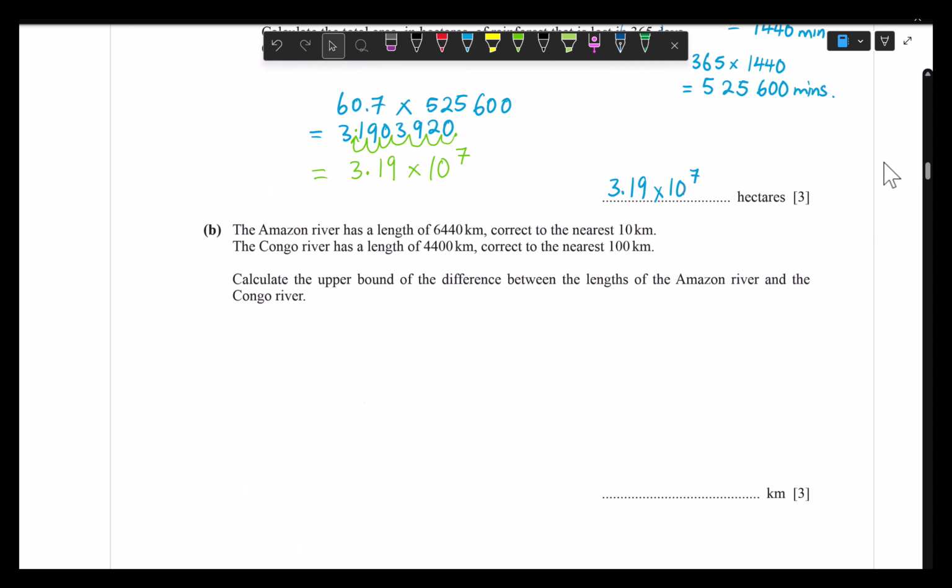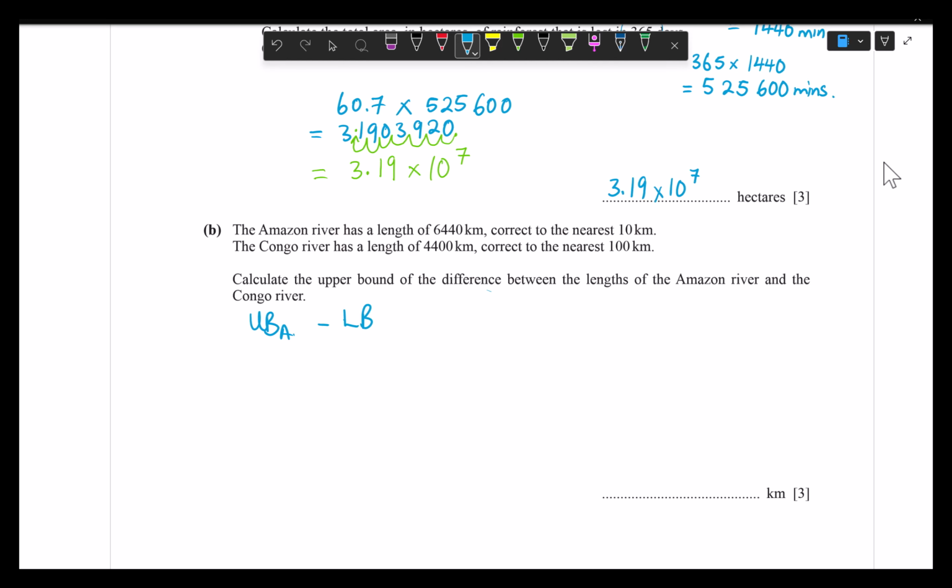Part B. The Amazon River has a length of 6,440 kilometers, correct to the nearest 10 kilometers. The Congo River has a length of 4,400 kilometers, correct to the nearest 100 kilometers. Calculate the upper bound of the difference between the lengths of the Amazon River and the Congo River. The formula for the upper bound of the difference between the lengths: we're going to say the upper bound of the Amazon River, which I would denote as UBA, subtract the lower bound of the Congo River. This is the formula that we're going to use.